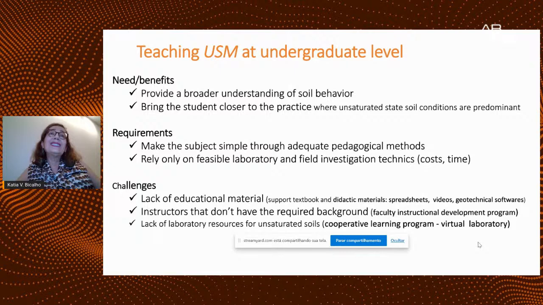I don't have a very good answer, but I think it's something where we need to make these things simple. And doing these things simply is not easy. It requires a lot of knowledge to make these things simple. Also, the field investigation and the laboratory results are something that helps us.